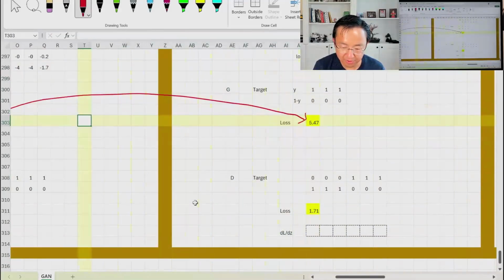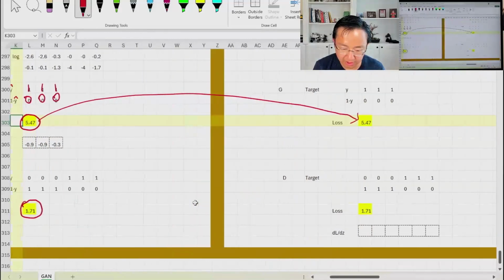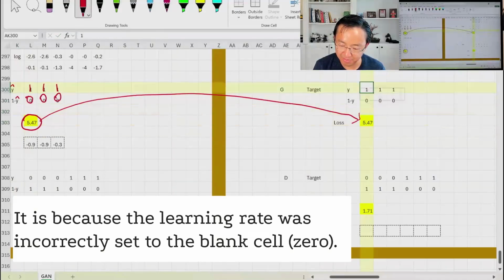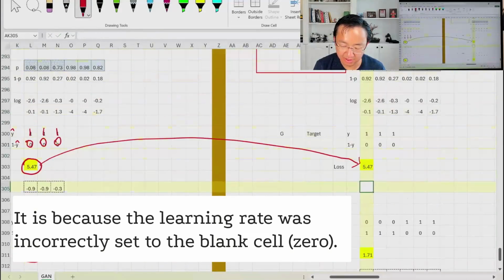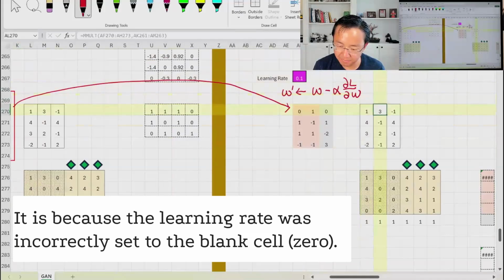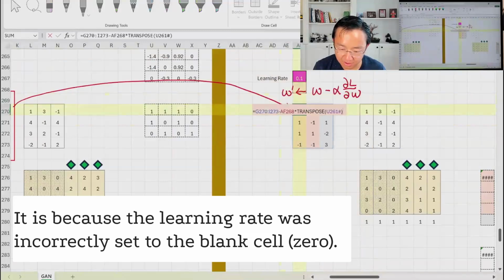It's going from what was it before? It was 5.47, but 5.47 is not changing. This is embarrassing. Okay, why is that? Let me just review this again. So, generator weight.